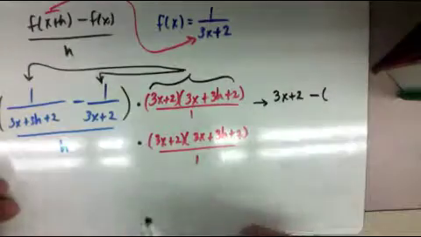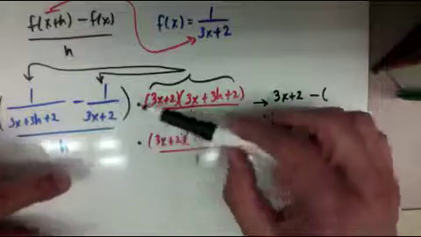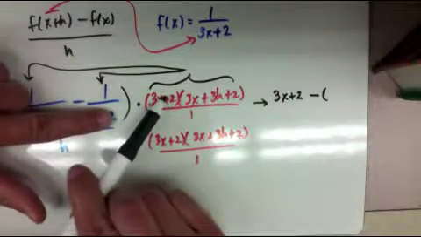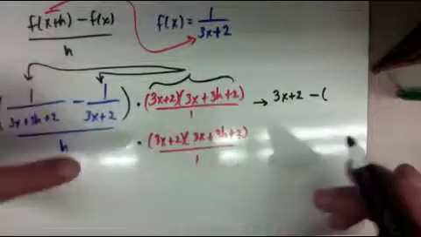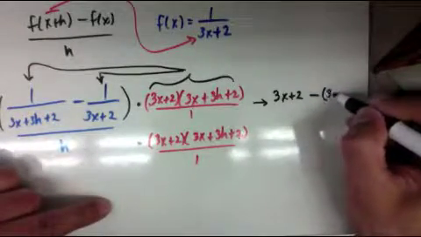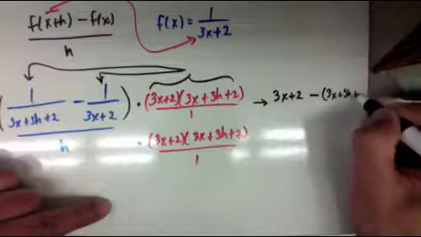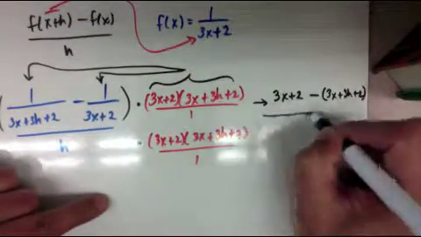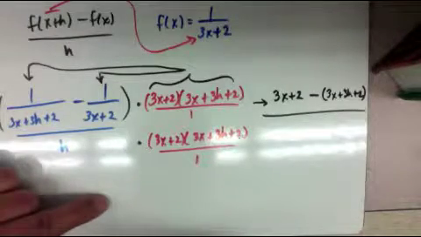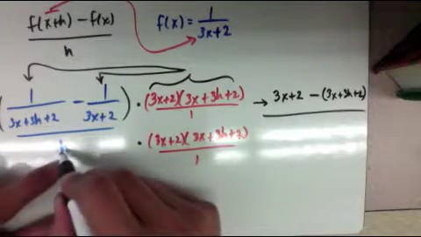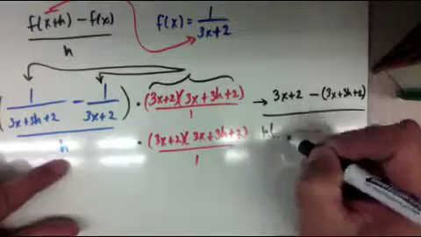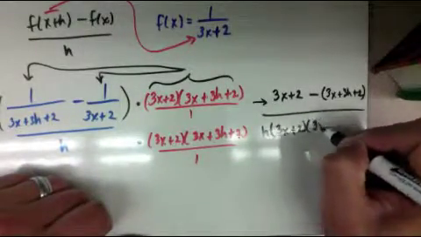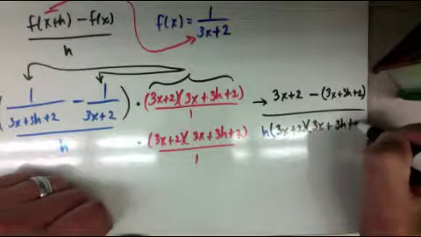Minus, let's put a parenthesis. Now when I multiply the second fraction, you notice that 3x plus 2's are going to be simplified. You're going to be left with 3x plus 3h plus 2. Alright, so that becomes the numerator now. On the bottom, what do I get? H times the quantity, 3x plus 2 times 3x plus 3h plus 2.